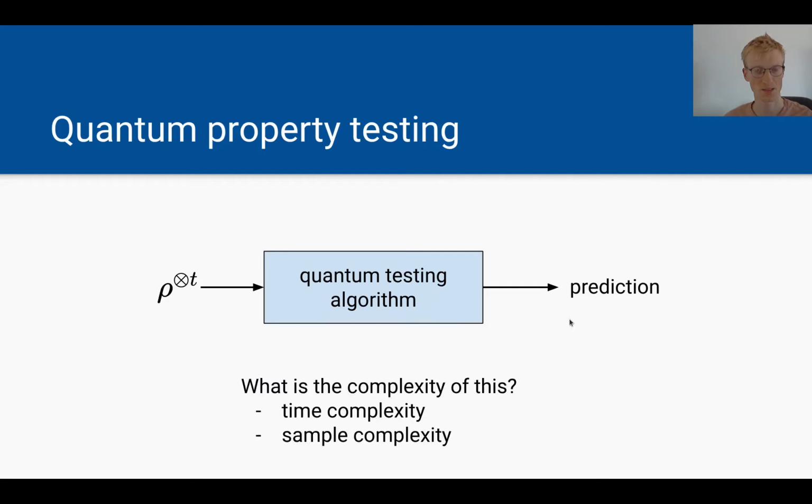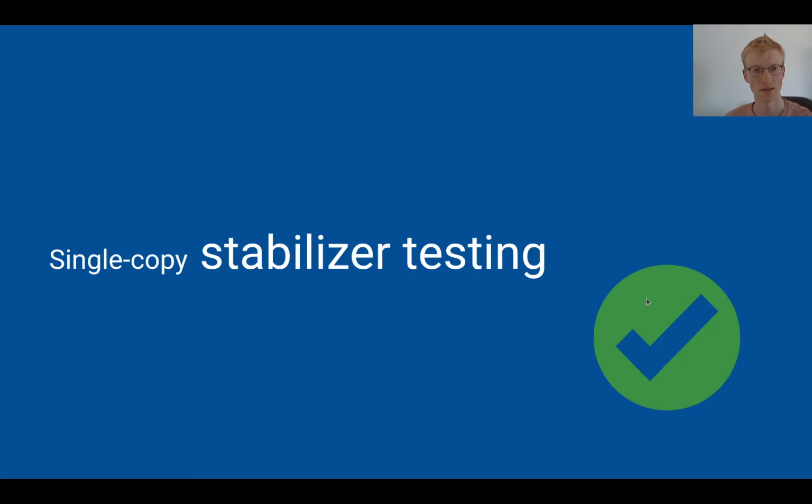Now, as usual, we would like to study the complexity of this task, in particular in terms of time complexity, which measures the runtime of this algorithm, including both the quantum gate complexity, but also the runtime of the classical post-processing, and the sample complexity, which is the number of copies t required here in order to get a good prediction with high probability. Now, hopefully this explains the stabilizer testing part of the title.